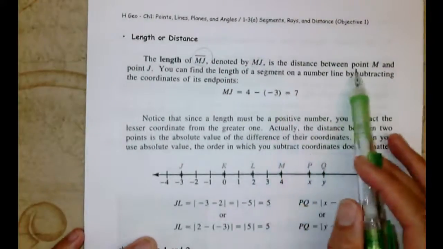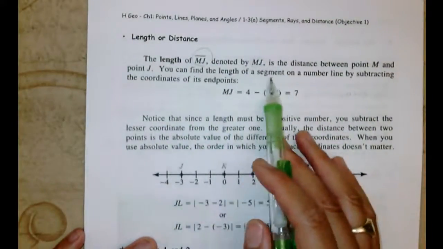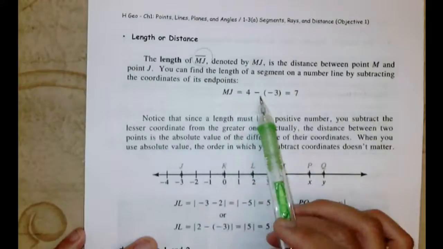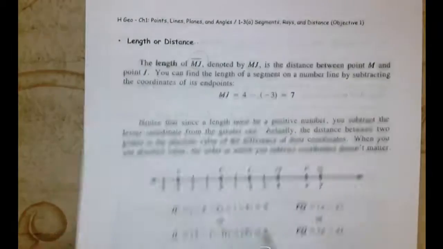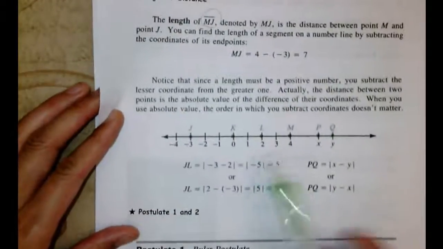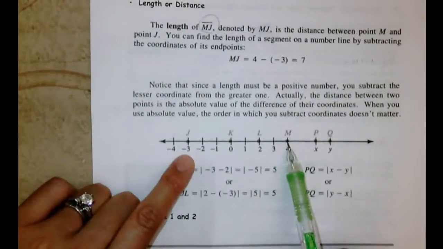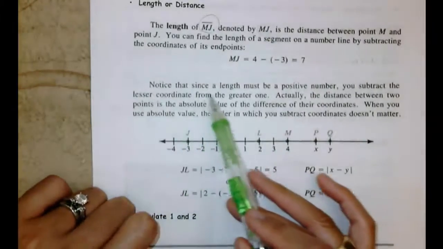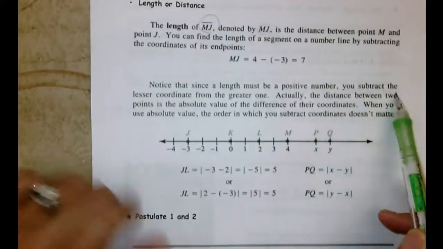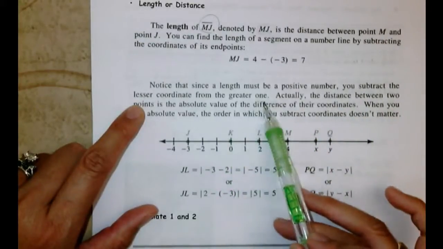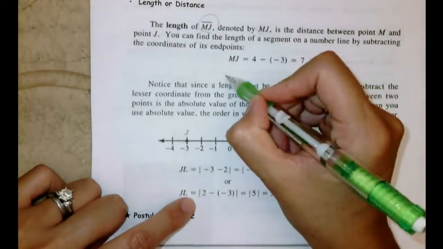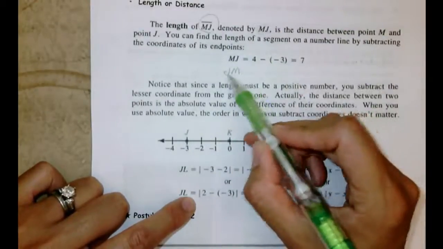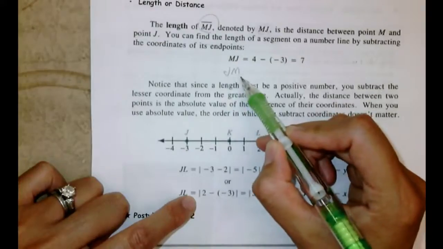Okay, so for the distance between the points M and J, you can find the length of the segment on the number line by subtracting the coordinates of its endpoints. So 4 minus minus 3 equals 7. Here's the number line. Between 4 and minus 3, you can count it: 1, 2, 3, 4, 5, 6, 7. There are 7. Notice that since the length must be a positive number, you subtract the lesser coordinate from the greater one. Actually, even if we say JM or MJ, it doesn't matter because distance is a numerical value, so which order it goes in doesn't matter.